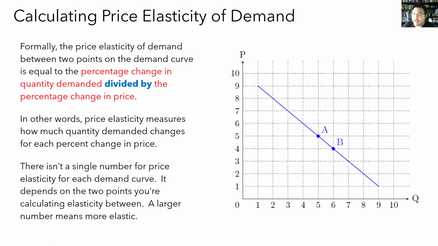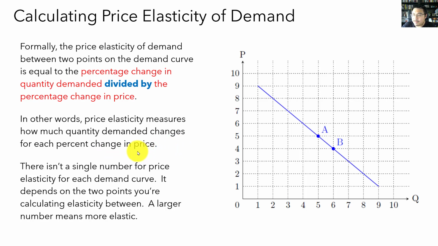So now let's talk about how to calculate the price elasticity of demand. Formally speaking, the price elasticity of demand has to be calculated between 2 points on the demand curve, and it's equal to the percentage change in quantity divided by the percentage change in price. In other words, price elasticity is going to measure the percentage by which quantity demanded changes for each percent change in price. So it's a percent on percent kind of measure.